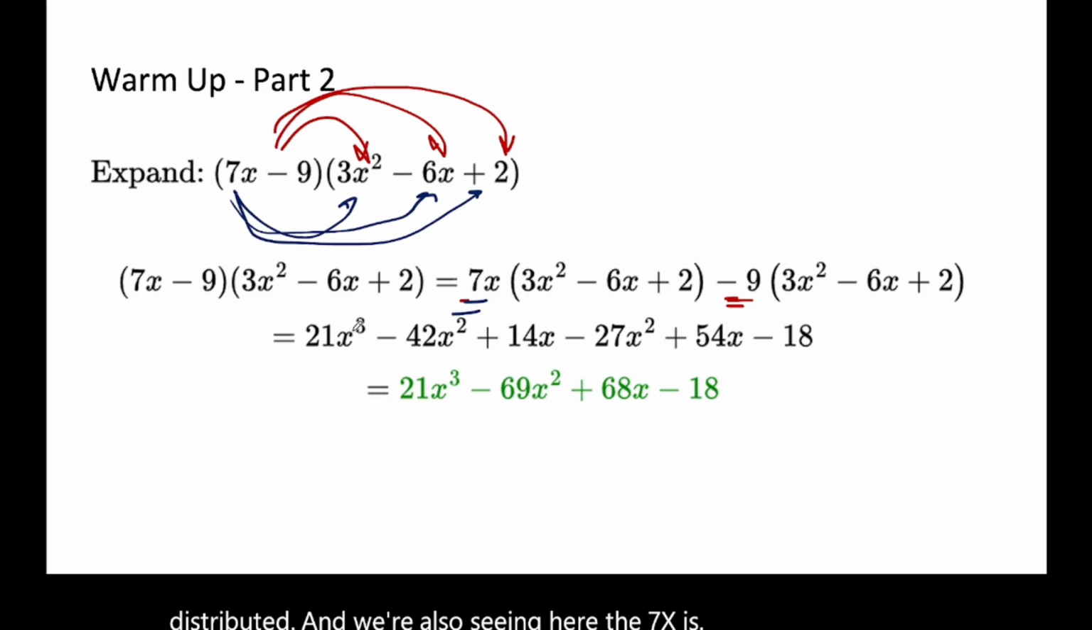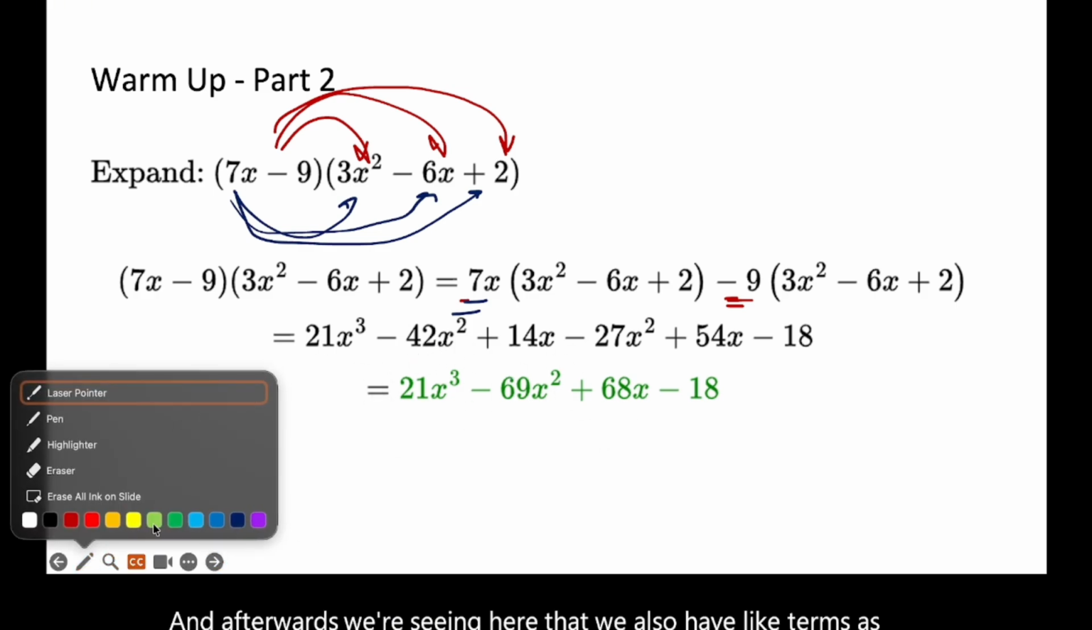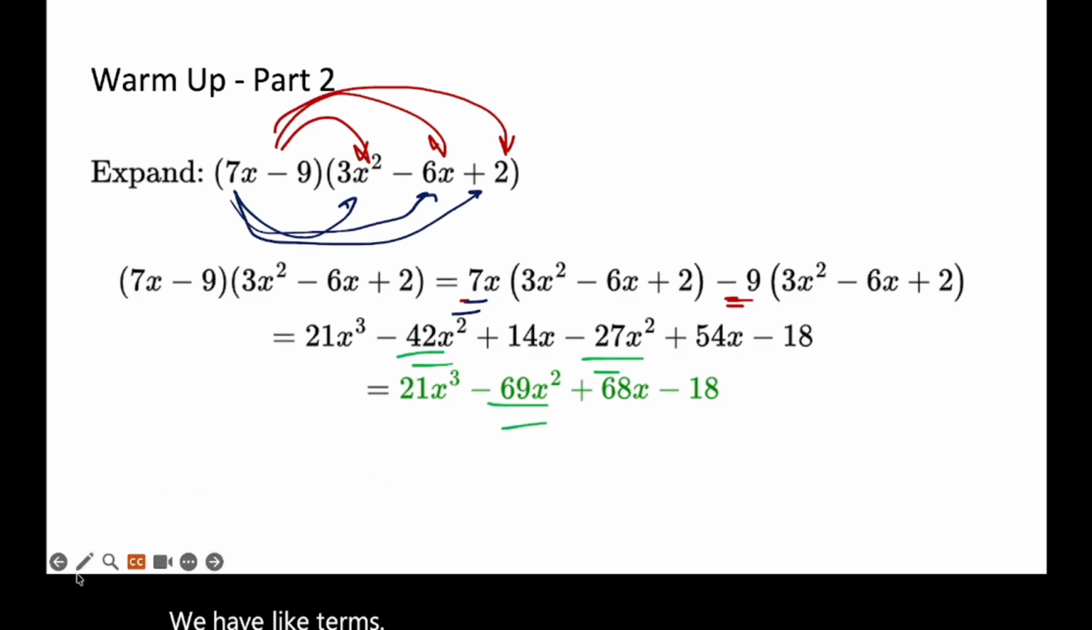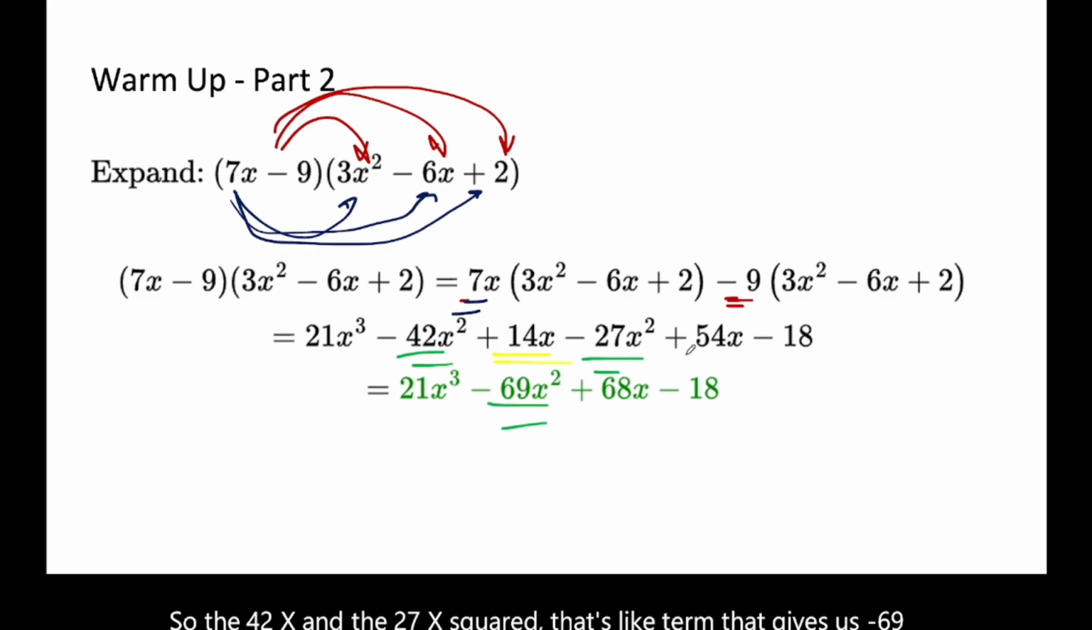And afterwards, once we distribute everything, we have like terms. The 42x squared and the 27x squared are like terms that give us negative 69x squared. We also see the 14x and the 54x, which give us the positive 68x. And you can drop the 18 and the 21x cubed down, and that's really what our answer is going to be in that case.